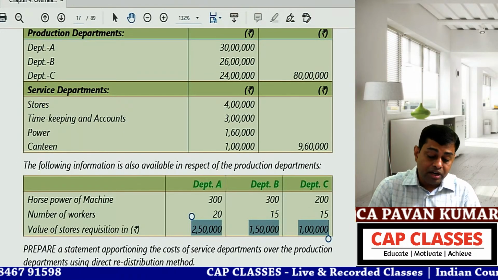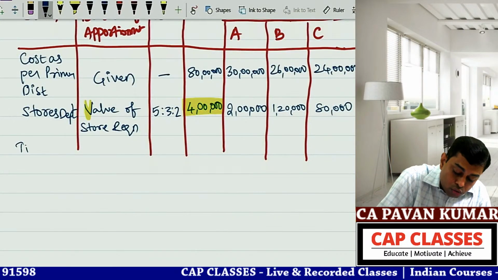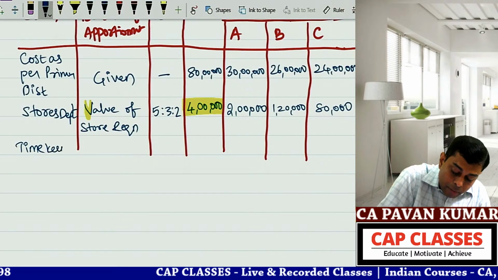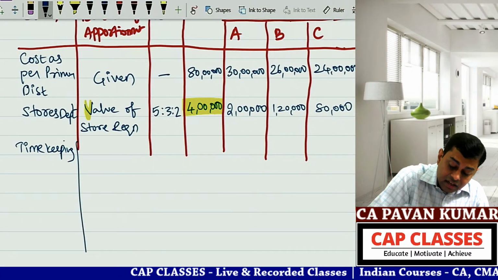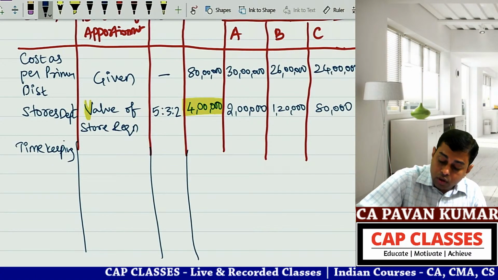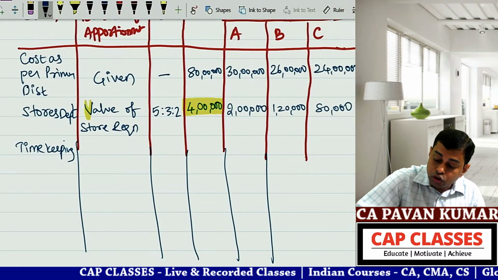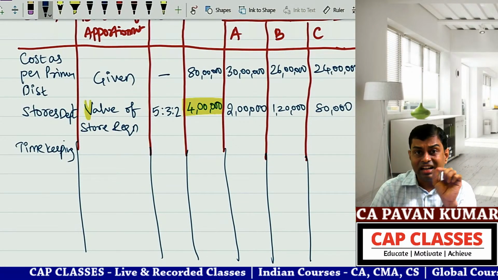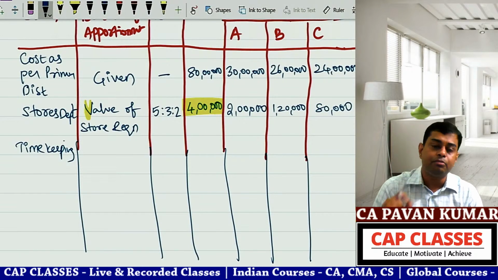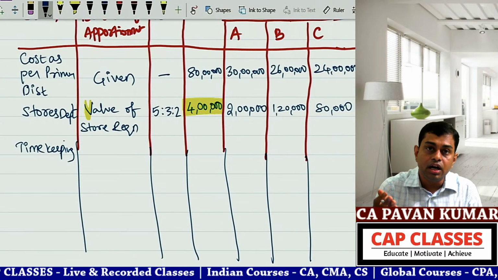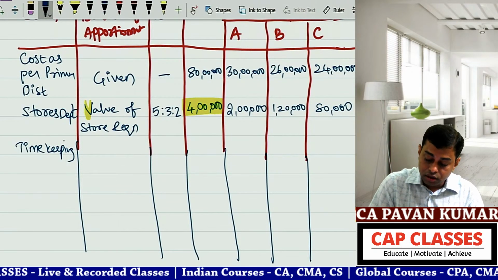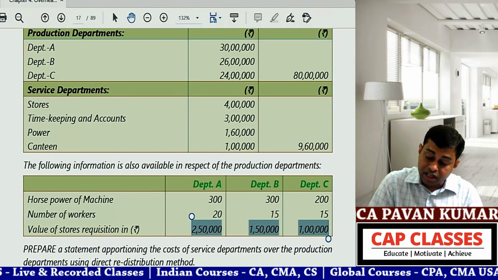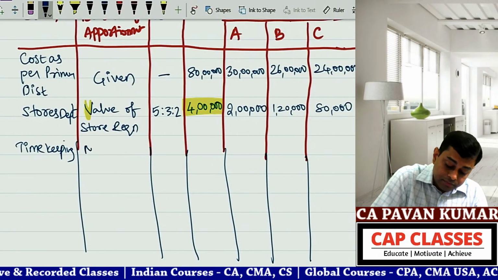What is the second department? Timekeeping and accounts. Do you remember what is timekeeping? You might have studied this in the labor chapter. When the worker is coming into the factory and going out of the factory, the time is recorded. So it is directly related to the number of workers: 20 is to 15 is to 15.